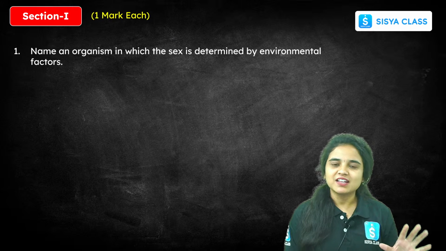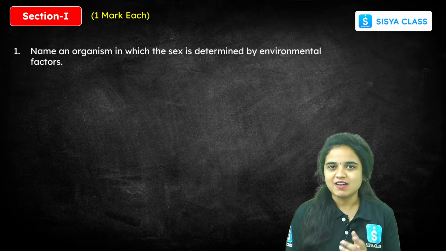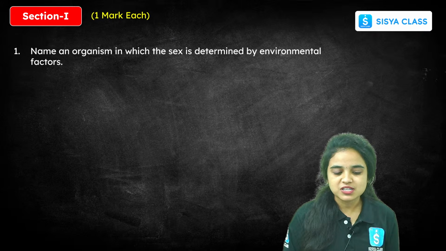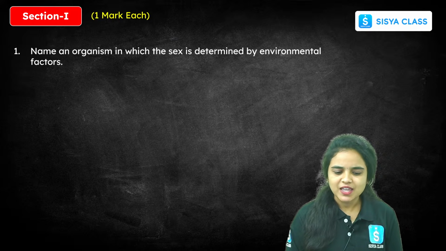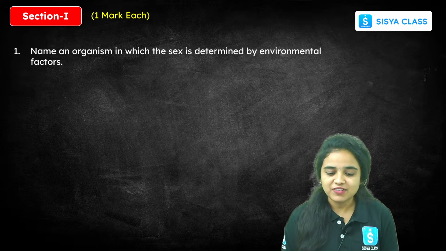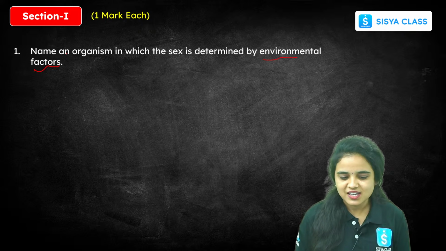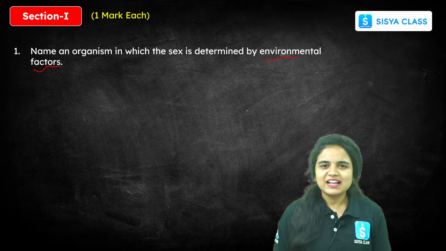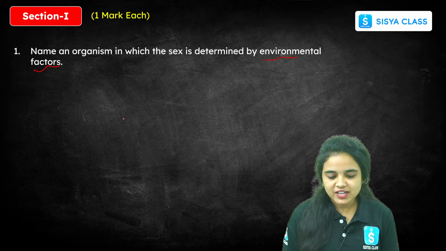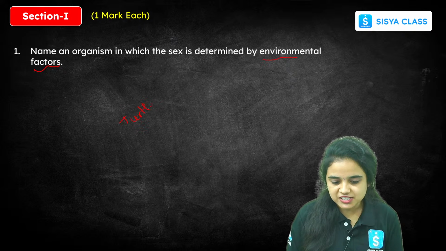First, session 1, each question carries 1 mark. Let us see the first question: Name an organism in which the sex is determined by environmental factors. Let us see the answer here. For example, the answer is turtle.